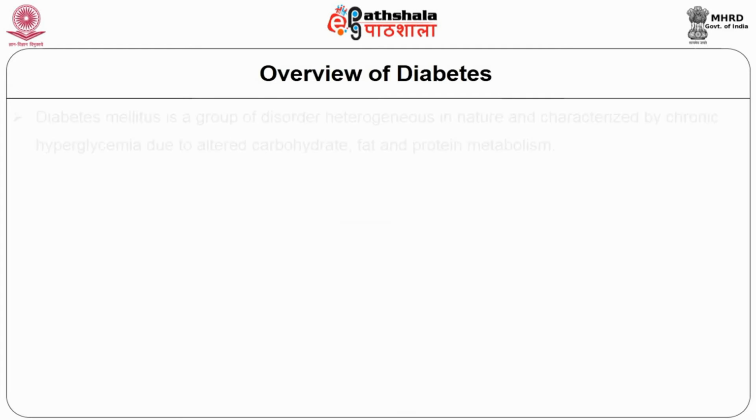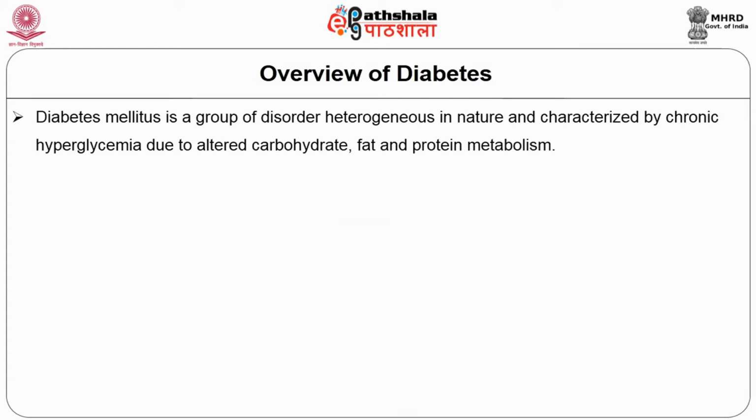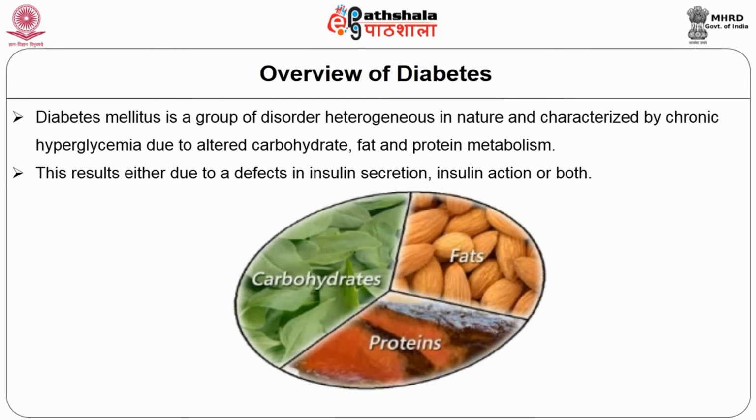So what is diabetes? Diabetes mellitus is a group of disorders. It is heterogeneous in nature and characterized by chronic hyperglycemia. Hyper means high, glycemia means blood glucose, and it is due to altered carbohydrate, fat and protein metabolism. This results either from defects in insulin secretion or insulin action. In other words, it is due to insufficient or inefficient insulin, a very important major hormone in the body.